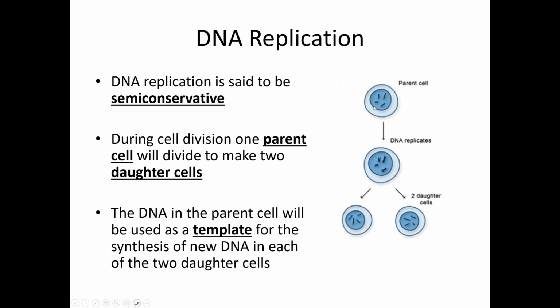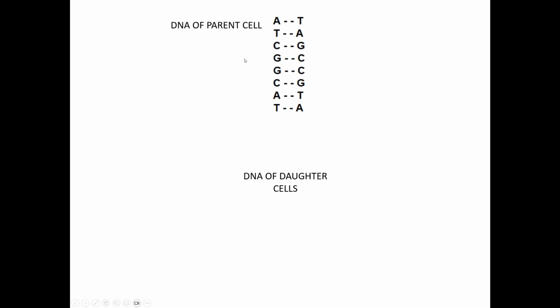And so what we'll see here is that complementary base pairing allows this to work in an interestingly effective way, because what we end up finding is that the DNA in the parent cell will be used as a template to build the new DNA for the daughter cells. So we'll finish up here by looking at how that works. So if the DNA of a parent cell looks like this, A, T, C, G, G, C, A, T, and then all the complementary strands on the other side.